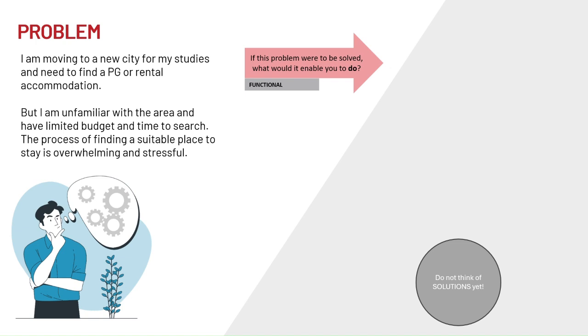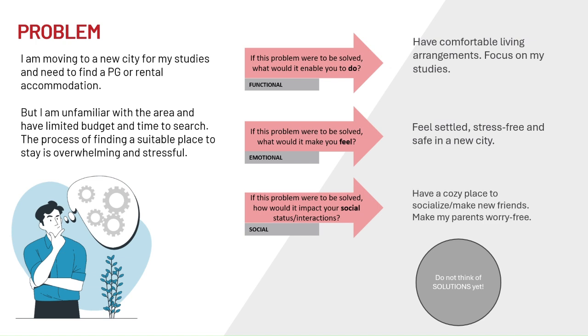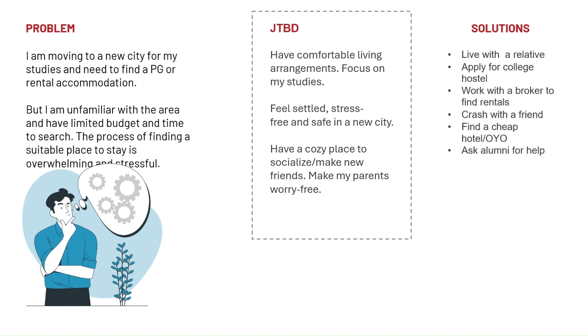So if the problem had to be solved, what would it do? Functional, it is a comfortable living arrangement. If it is emotional, feel settled, stress free, and stay safe in a new city. In social, it is to make new friends, right? So these are some, right? So jobs to be done are to have a comfortable place, feel settled, and have a social life.